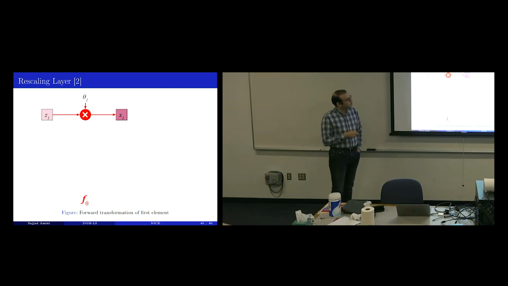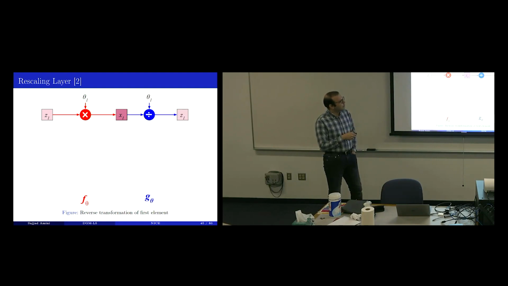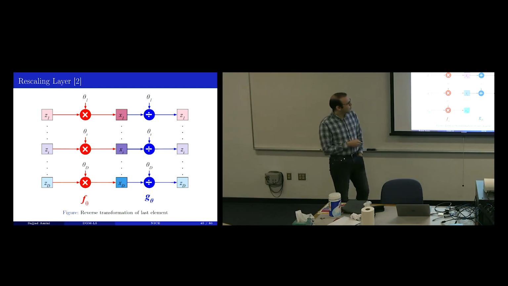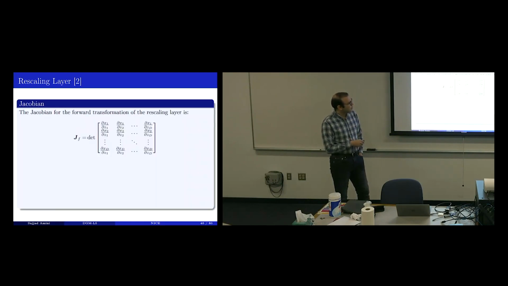Again, this is element-wise. Each element is multiplied by a corresponding parameter and then generates the observed data, and you can easily invert this process by dividing the observed data by that layer parameter. So it can be easily done. So you have these element-wise operations, and you have this forward transformation and this reverse transformation.